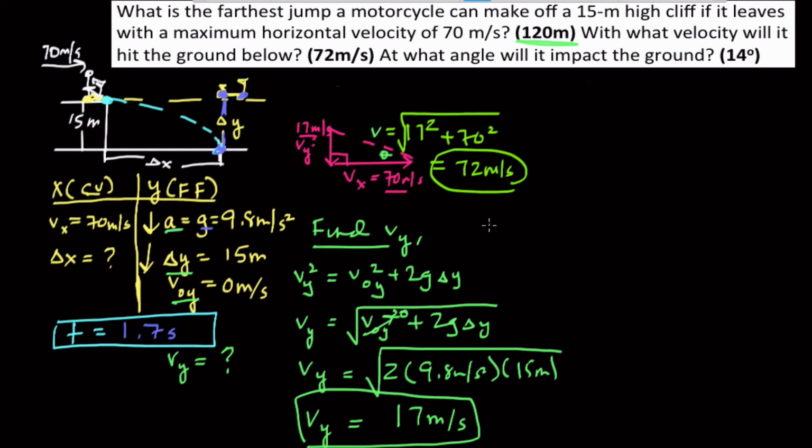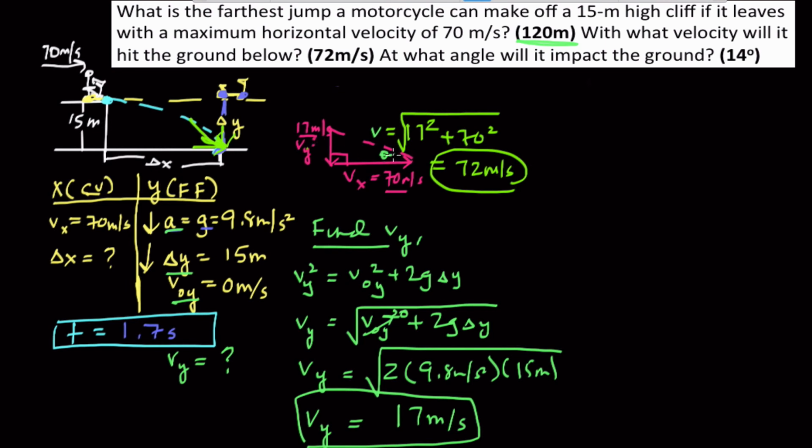And now the last thing I want to do is find, at what angle does it hit the ground? It doesn't fall straight down, right? The motorcycle is not going to fall straight down like that. It's not going to hit straight across like that. It's going to be somewhere between those two. And I want to know at what angle it is going to hit the ground. So this is just a trig problem. I have a right triangle with legs 17 and 70. I can use the 72 if I want, but again, if we can avoid it, we will.